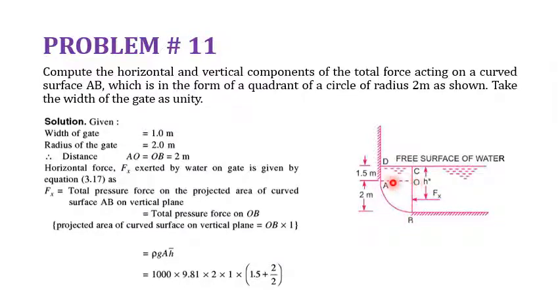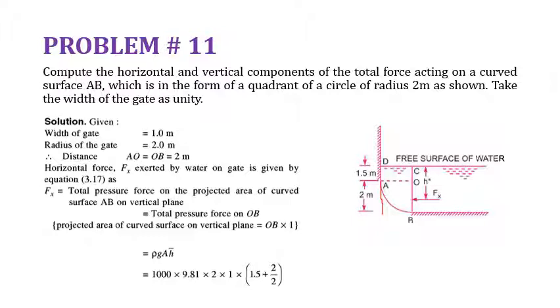So this means that this distance OA and OB, this is 2 meter. This is the free surface of liquid, and the liquid above the curved surface is 1.5 meter. So what we are going to do is, for the Fx component, we are going to assume the vertical projection of this curved surface.